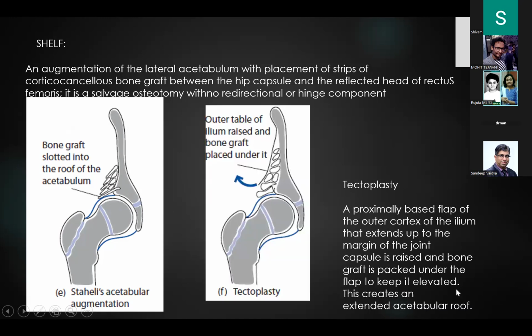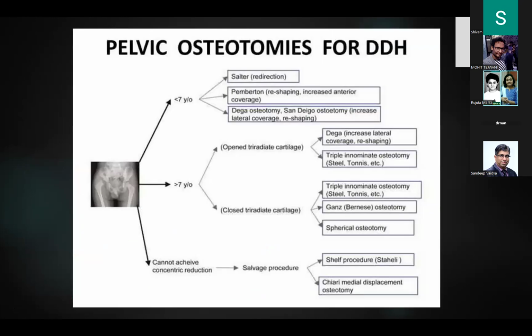Here, basically a proximally based flap of the outer cortex of the ilium extending up to the margin of the joint capsule is raised, and then bone graft is packed under this flap to keep it elevated and creates an extended acetabular roof. So both of these salvage procedures are basically done in incongruous hips and are examples of volume increasing osteotomies. So an overview of pelvic osteotomies for DDH.